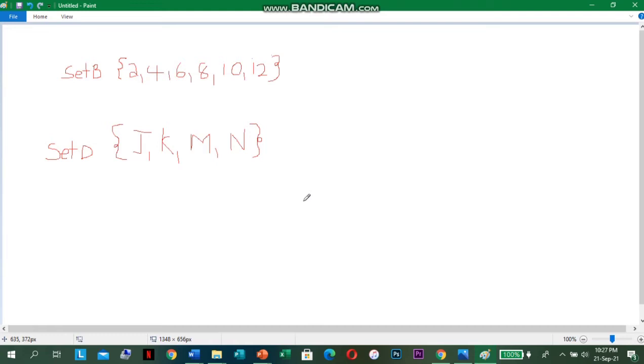What do I mean by consonants? Any letters that are not vowels are consonants. So I have A, E, I, O, U. So any letters that are not vowels are consonants. So here are the vowels.